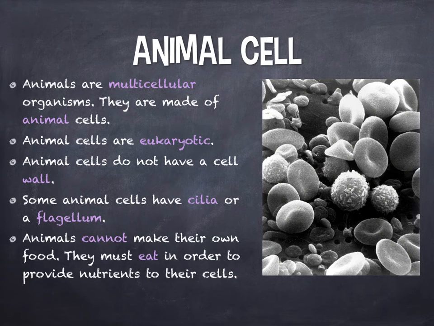So what are animal cells? Well, multicellular animals are made up of animal cells. Animal cells are eukaryotic, and they do not have a cell wall. Sometimes an animal cell will have cilia or a flagellum. They cannot make their own food, so they must eat other things in order to provide the nutrients that they need for their cells.